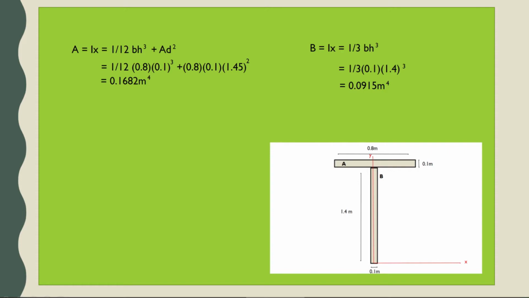Part B is quite easy because the x-axis is exactly under B. So we just need to use the formula Ix, which is 1 over 3 bh cubed, and we put the values into it and we will get 0.0915 meter to the power of 4. The total Ix, we just add A with B and we will get 0.2597 meter to the power of 4.